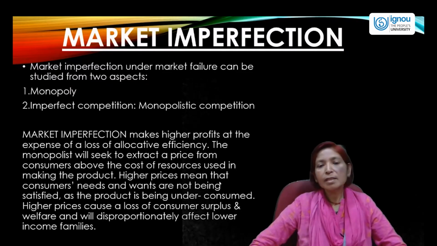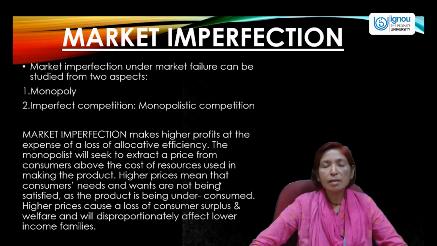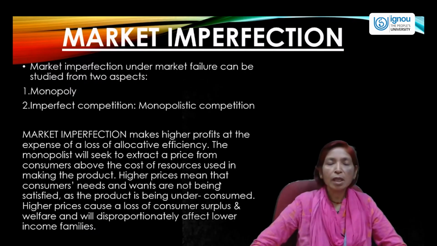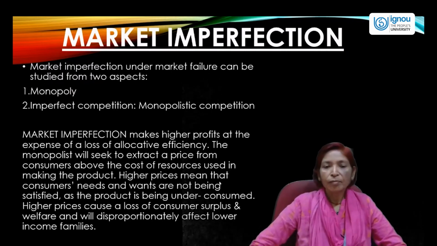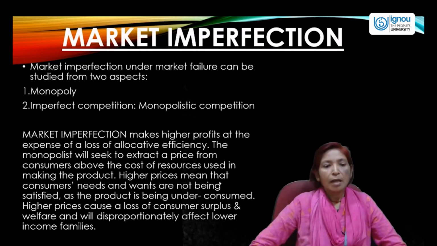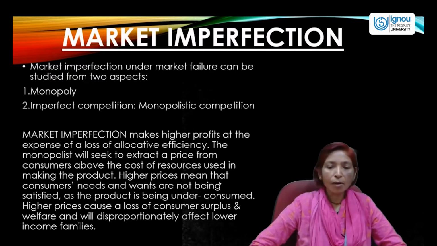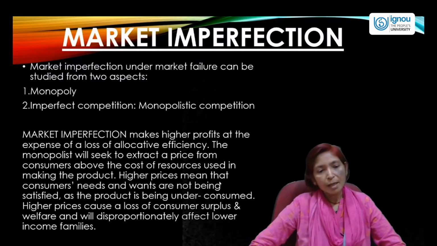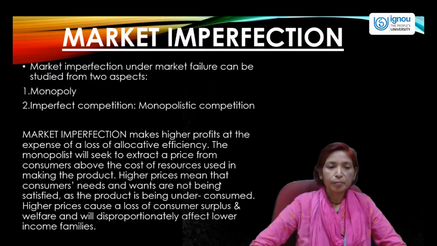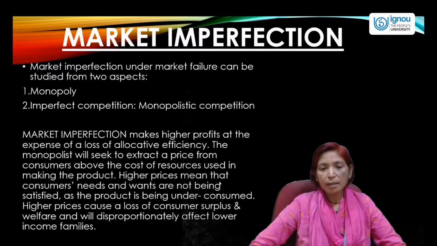The monopolist will seek to extract a price from consumers above the cost of resources used in making the product. Higher price means that consumer needs and wants are not being satisfied. As the product is being underconsumed, higher price causes a loss of consumer surplus and welfare of the consumer and will disproportionately affect lower income families.